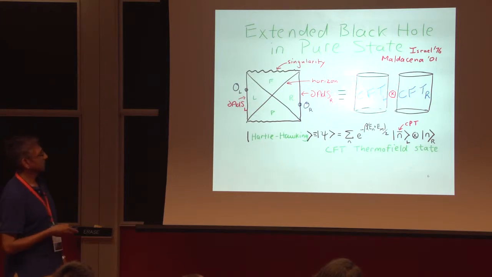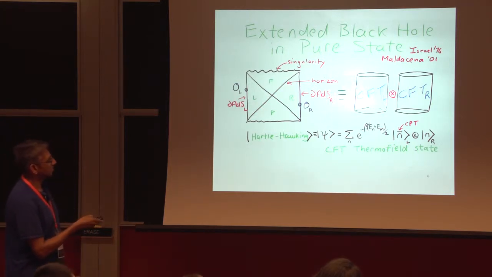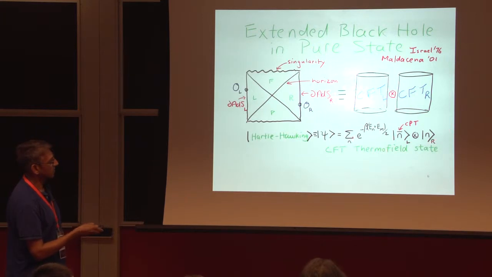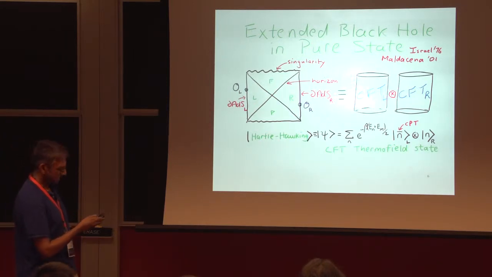So this extended space-time for the BTZ black hole is dual to, again, 2 CFTs, left and right, in a state of thermofield entanglement. And I'll just use psi to denote that CFT thermofield state. And in the duality, it is the dual of the Hartle-Hawking state for gravity and matter in this space-time. Okay.